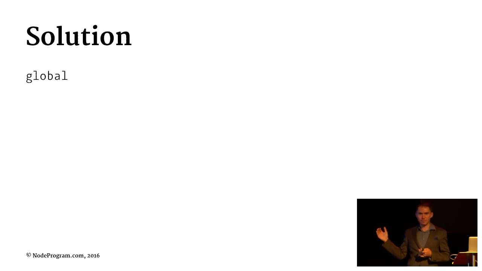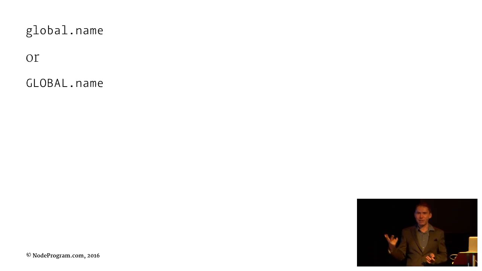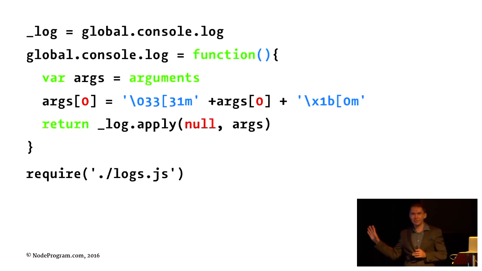So what can we use? We can use global. So global is one of those magic objects. It's available across all the scripts. And we can just attach a variable. And we can use capital case as well. It's just an alias. Take a look at this example. I just wanted to make my console log a little bit more beautiful, and I decided to add some color to it.